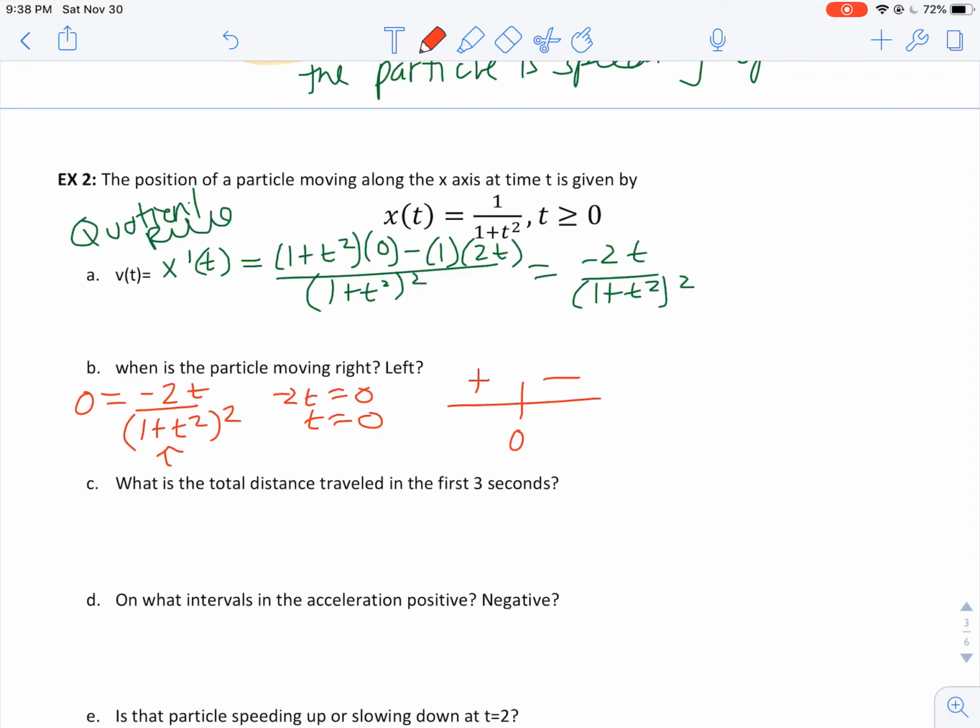I'm going to cross out this section right here, the time being less than 0. So I'm going to say moving right would be when your velocity is positive. That's going to be never. And then moving left, I would say from 0 to infinity seconds.